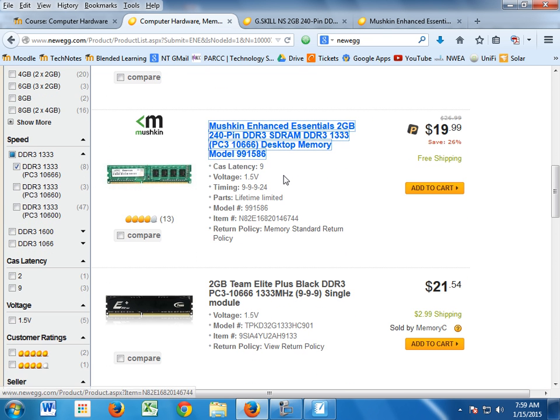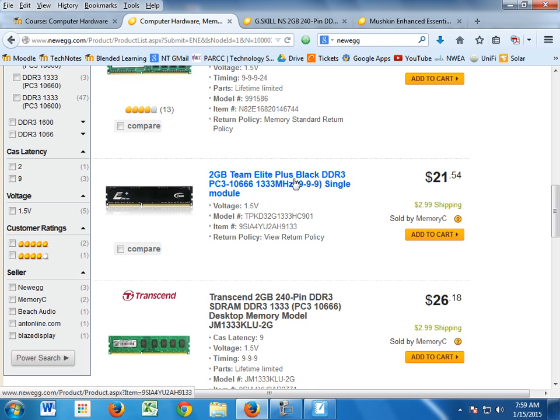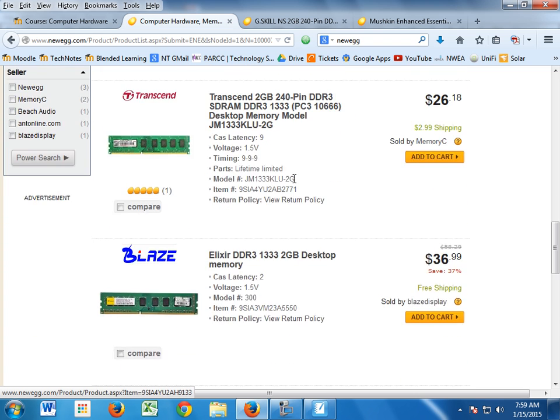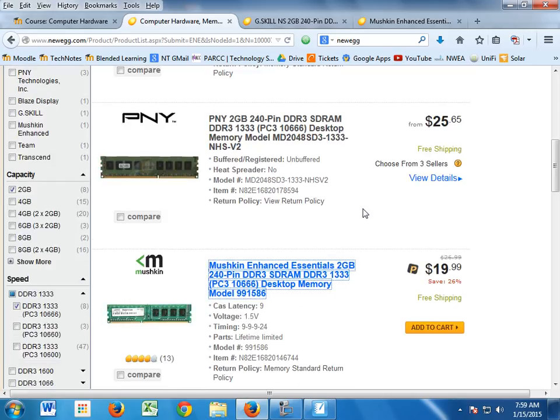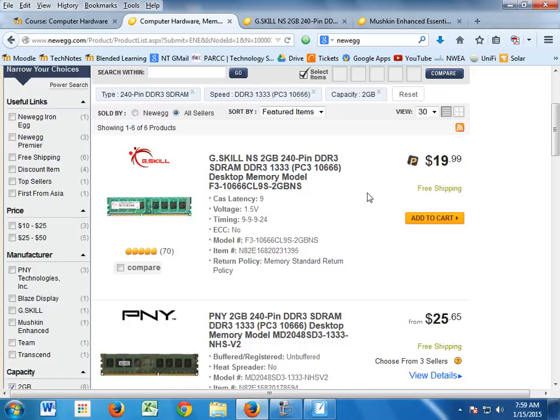Let me see if I can find one that's different here. 999, 999. Can't find a single one that's different. So all things being equal, on these, they're exactly the same speed. I guarantee I'm going to find one on the test for you that has 2 different cast latencies, and I'm going to ask you which one's faster. Let's see if I can find one.